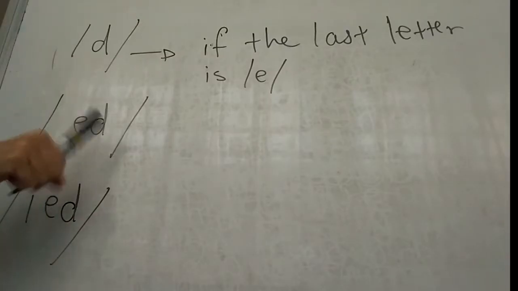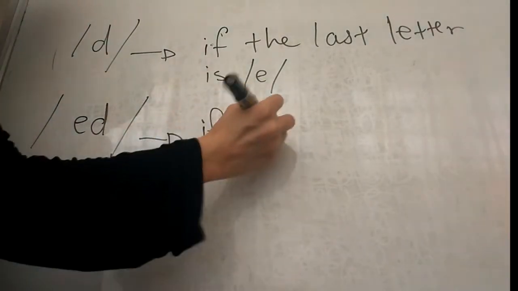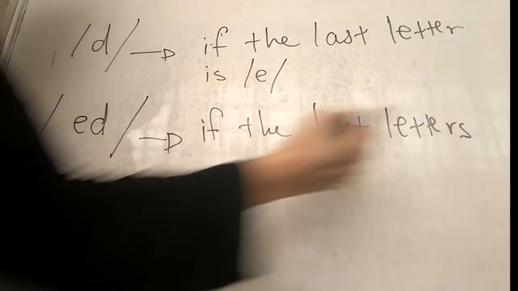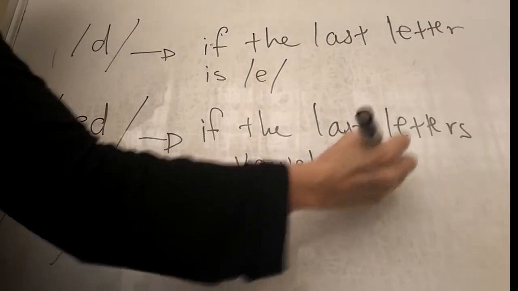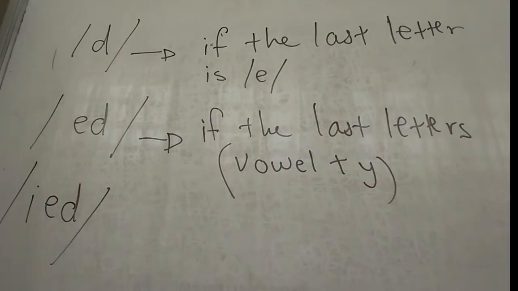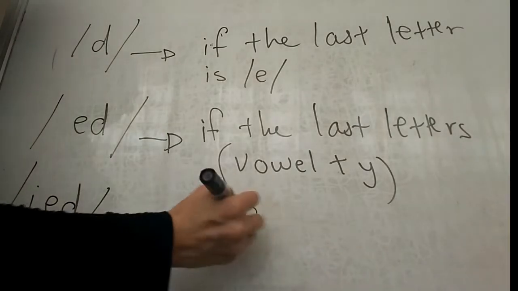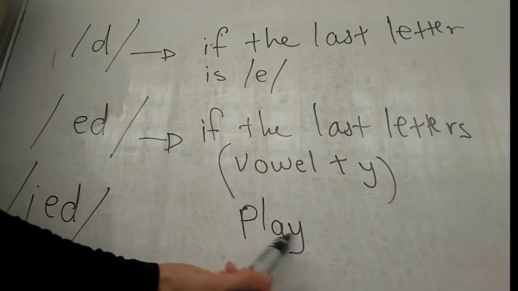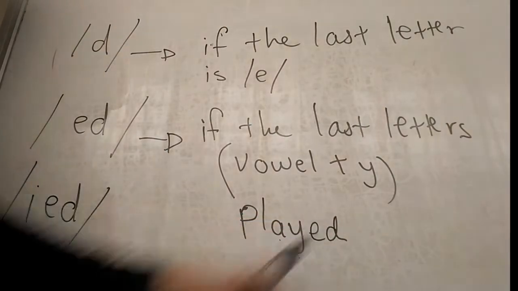Here we add ED if the last letters are vowel followed with Y. Right? Like for example, we have play. So in here we have vowel and then we have Y. So what we need to do, we just add D.